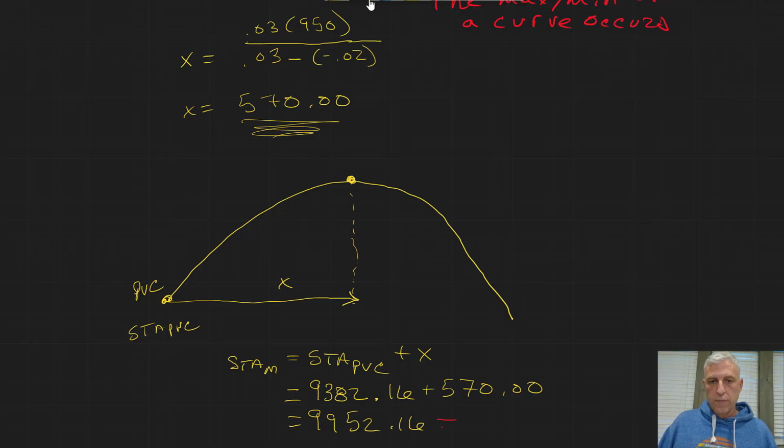So that's equivalent, that's the symbol for equivalent, to station 99 plus 52.16. So this is what we would report. Okay? So, did all the math in pure numbers. At the end, if I needed to, I reported in a station. It's much easier. Okay.